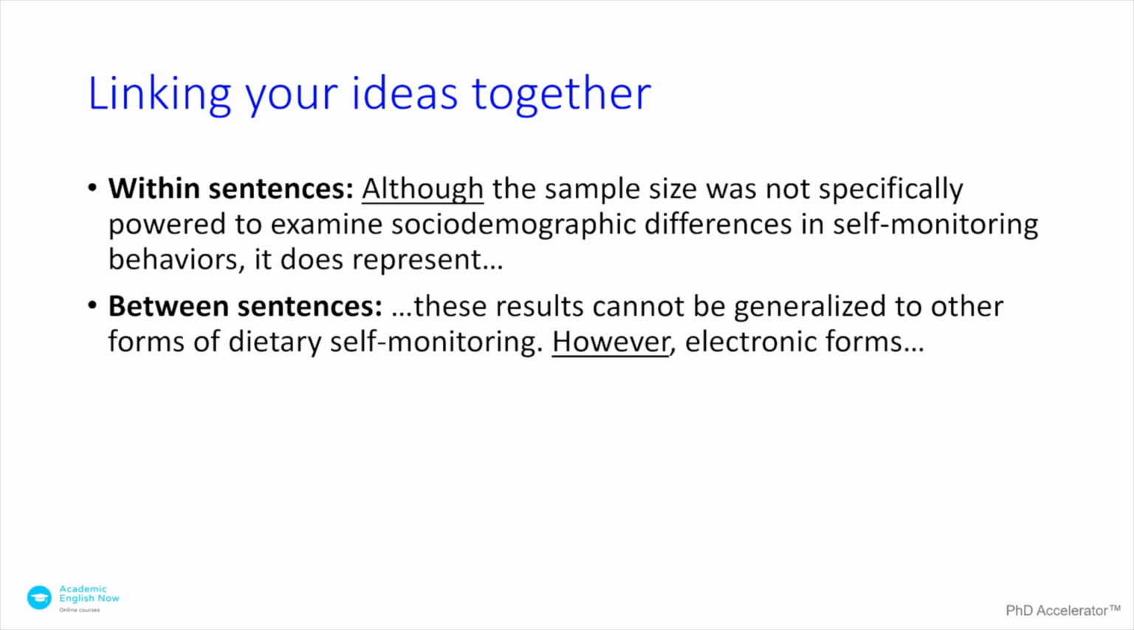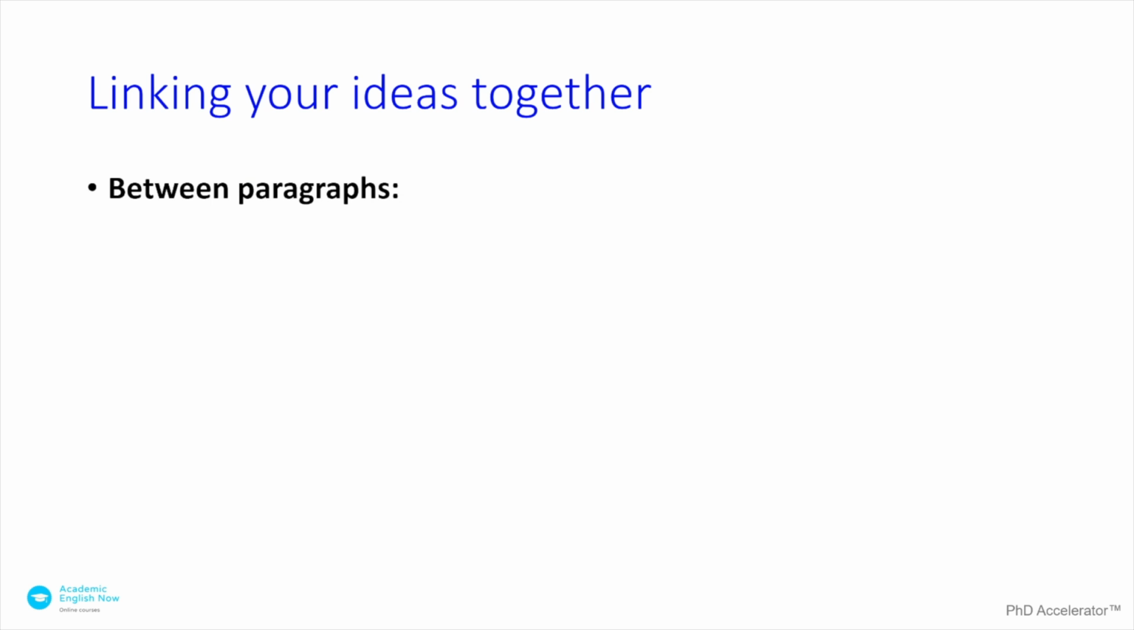Well, these results cannot be generalized to other forms of dietary self-monitoring. Stop. However, electronic forms, and so on. So this second sentence, starting with however, is going to have a different idea, some sort of contrast with the previous sentence. Now, we can also do it between paragraphs, right?